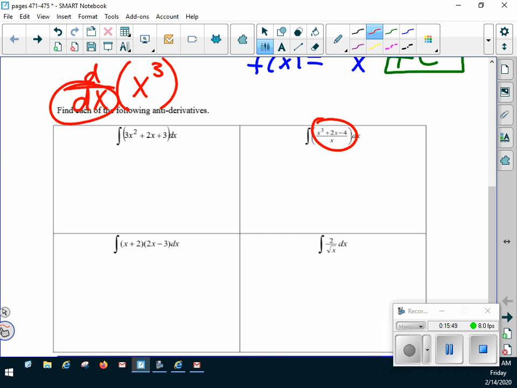That right there, is that a polynomial type function? No, it's rational. It's a rational function because it's got a variable in the denominator. But guess what? You know enough to rewrite this like a polynomial.